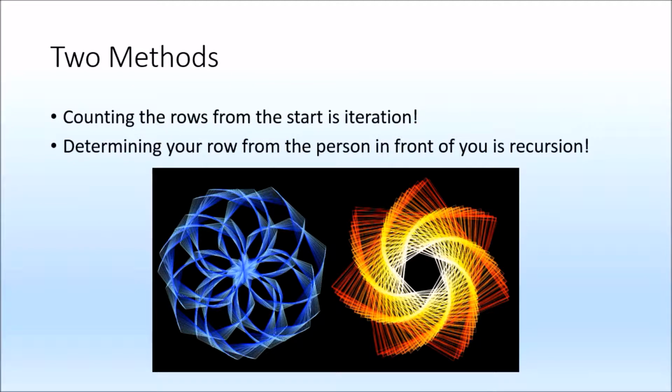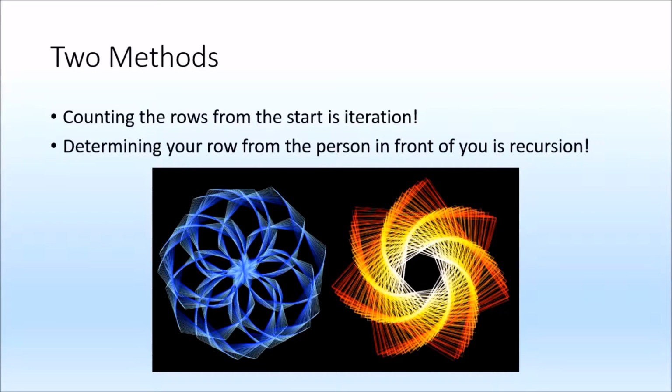So yeah, these are two viable methods to solve this problem. And what I'm going to show you is that these two methods correspond to iteration and recursion. Counting the rows from the start is what we do when we do iteration, and determining the row from the person in front of you is recursion.